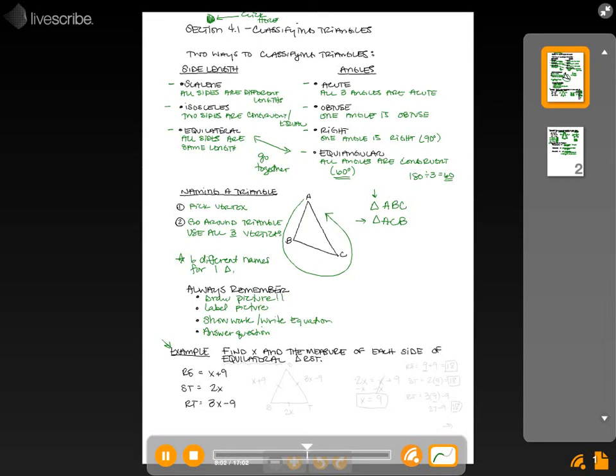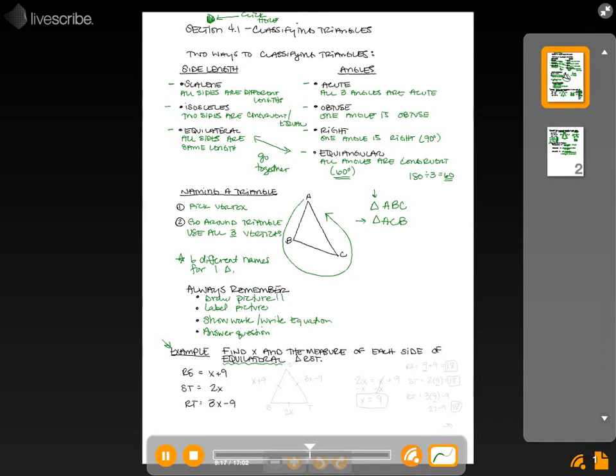It says find x and the measure of each side of equilateral triangle RST. So you're going to need to know your vocabulary today. Equilateral, again, means that all sides are the same length. And then it tells us what each one of the sides measures.